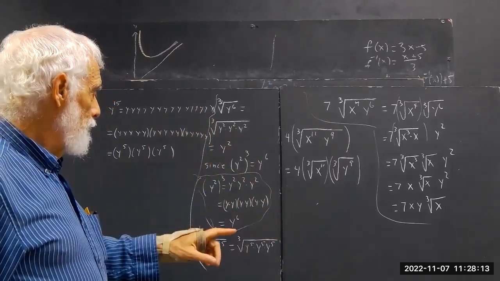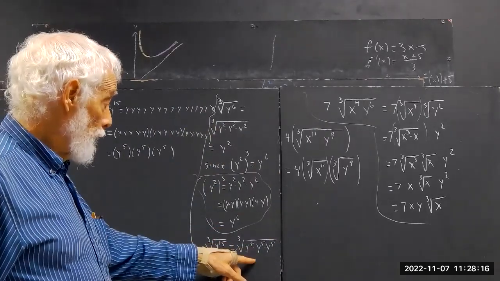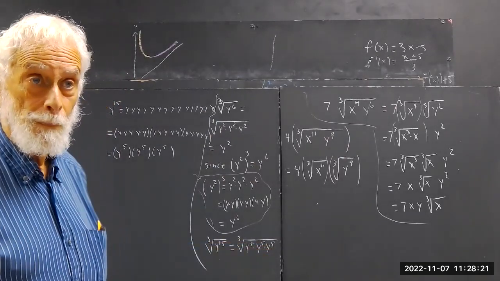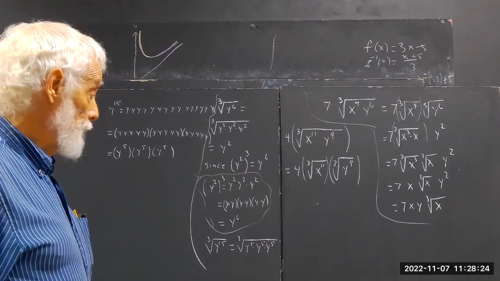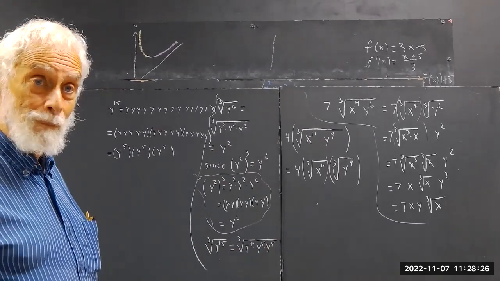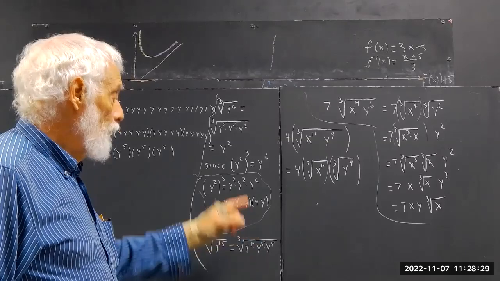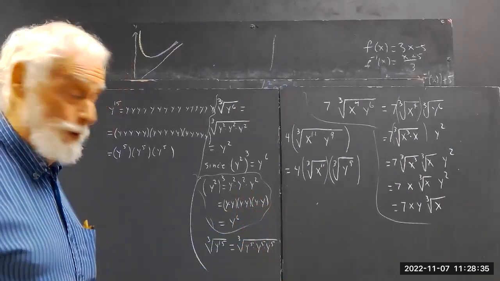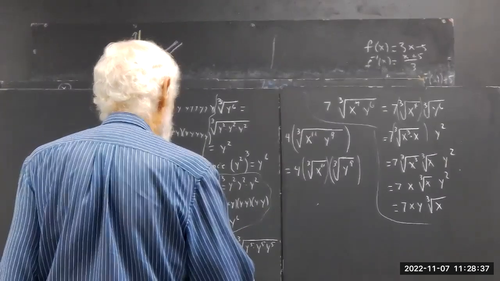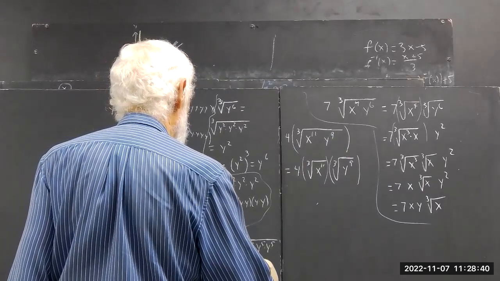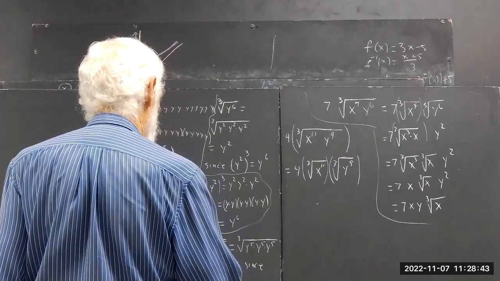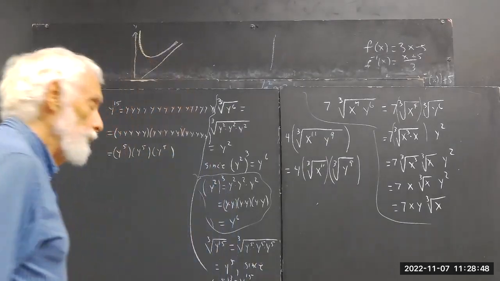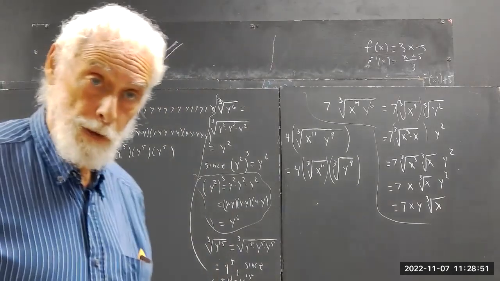And the cube root of y to the 15th is y to the 5th, because y to the 15th is y to the 5th times y to the 5th times y to the 5th. Okay? The same reason the cube root of 8 is 2, the cube root of y to the 15th, or y to the 5th times y to the 5th times y to the 5th, is y to the 5th. Okay? So that equals y to the 5th. Since y to the 5th cubed is y to the 15th. Okay?